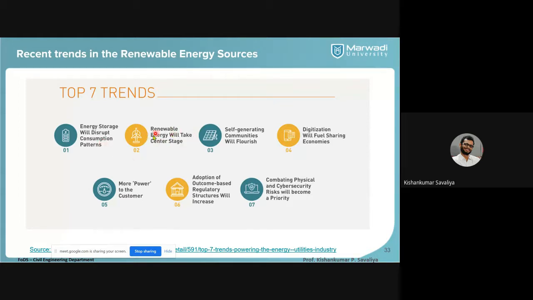Okay. Then the second is renewable energy. That is the second one, renewable energy. Third, self-generating communities. That means how we can. This is one of the examples of Atmanirbhar Bharat. So this third trend depends on Swadeshi or Atmanirbhar Bharat.